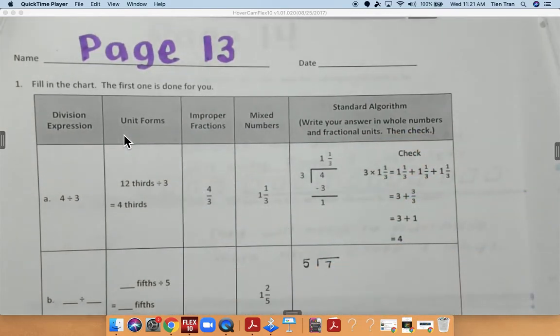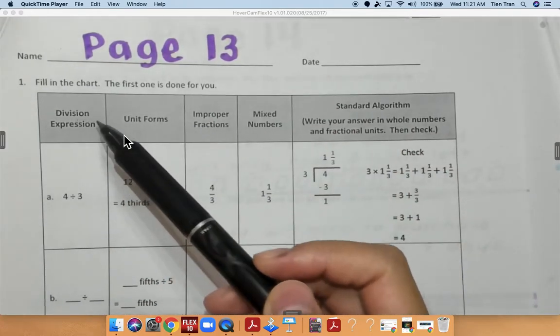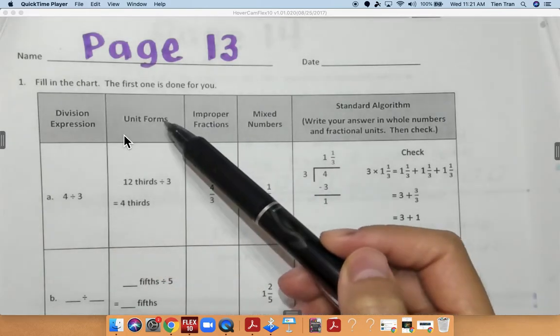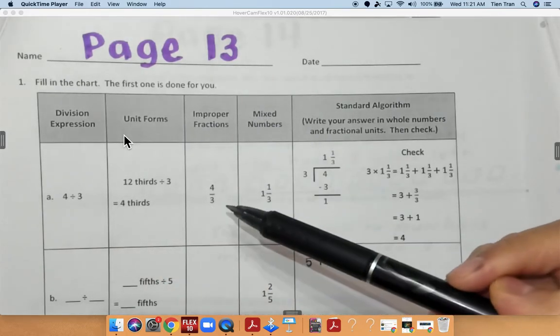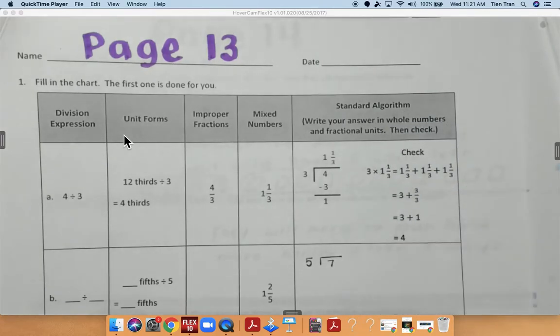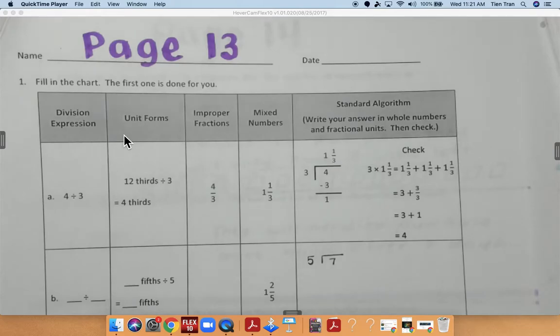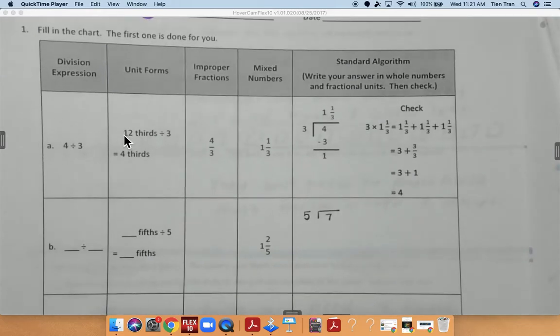So what they have is they set it up in a chart, and here we have the division expression, the unit form, the improper fraction, the mixed numbers, and the standard algorithm. For letter A, they basically set up everything for you as an example. For letter B, we're going to work on that one together.